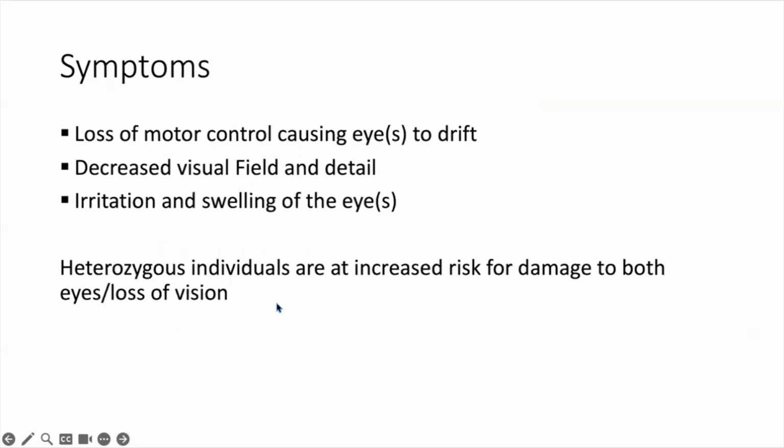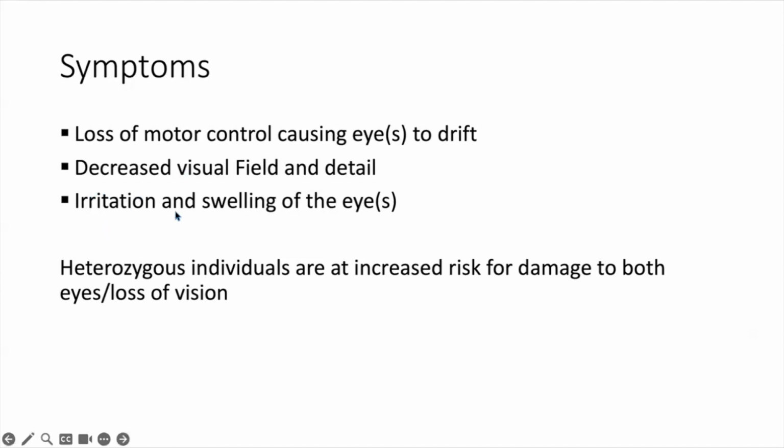Symptoms of this disease include loss of motor control, causing the eyes to look in different directions, as well as a decrease in the visual field, as well as clarity. This is a result of the tumors directly pressing onto the optic nerves. Irritation and swelling of the eyes has also been noted to occur, but symptoms are very limited in the sense for retinoblastomas, only affecting the eyes and visual fields. However, after metastasis, this can then bring in damage to other tissues and other malfunctions that lead to eventual death.